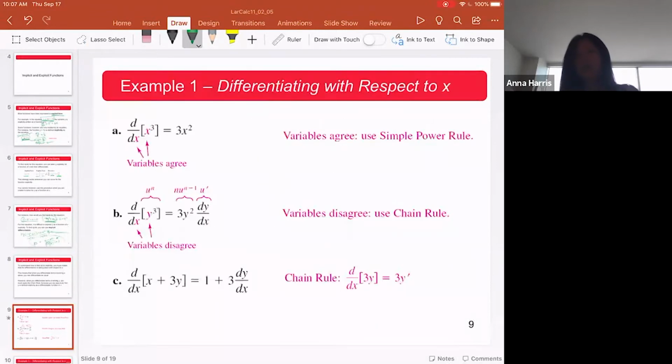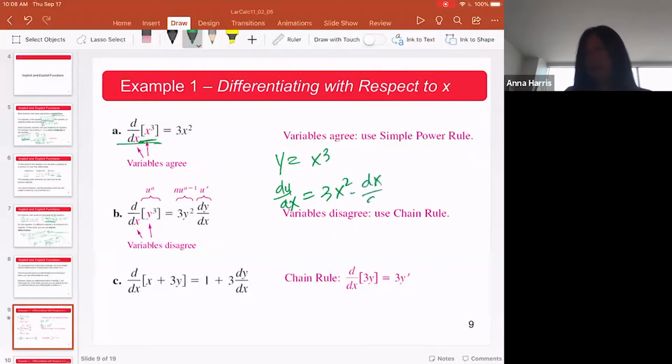All right, so we're gonna go over this. You know how to take the derivative of x to the third: you say 3 times x squared. So the thinking is this. If I give you y equal to x to the third, I can think of this as dy dx equal to 3x squared times dx dx, because I'm taking the derivative with respect to x. Then dx dx is equal to 1, so that's equal to 3x squared.